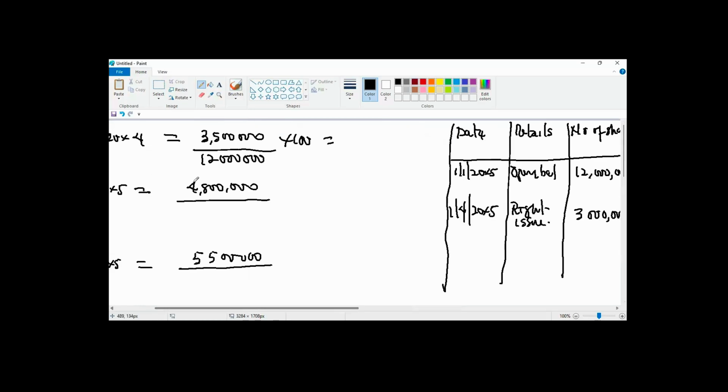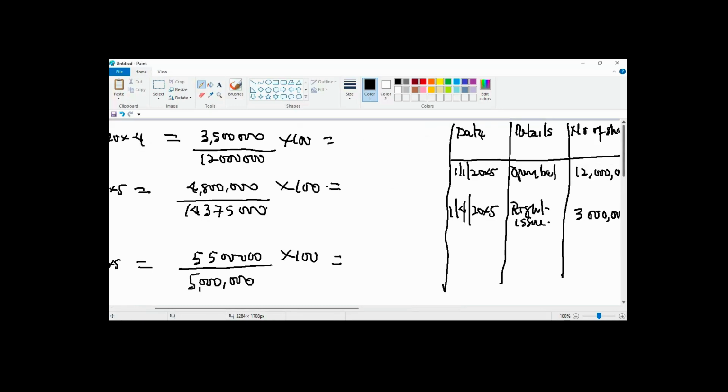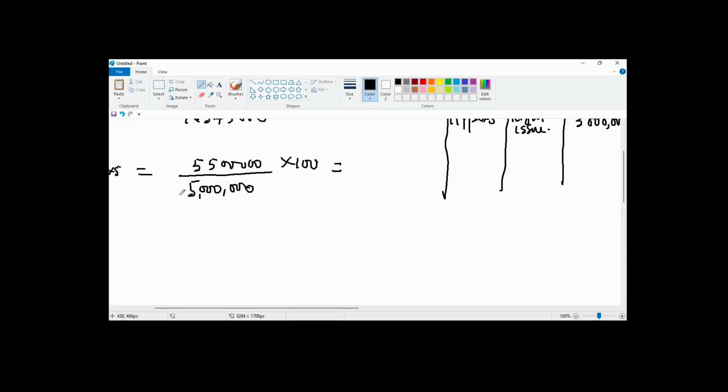This one will be divided by 14,375 times 100. Why? This will be divided by what? 5 million, the closing balance. That's all. Is it 5 million or 15 million, sir? 15 million. Thank you. 15 million. That's the end.